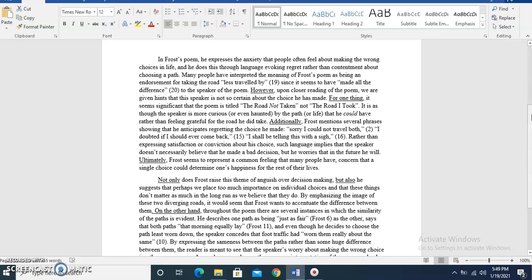In Frost's poem, he expresses the anxiety that people often feel about making the wrong choices in life, and he does this through language evoking regret rather than contentment about choosing a path.